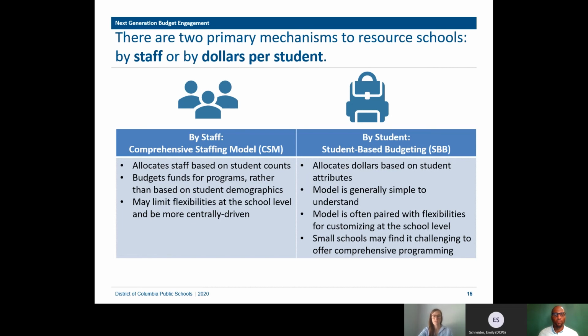The second way is by student-based budgeting. This allocates dollars based on student attributes. The model is generally simpler and easier to understand. The model is often paired with flexibilities for customizing at the school level. Small schools may find it challenging to offer comprehensive programming.